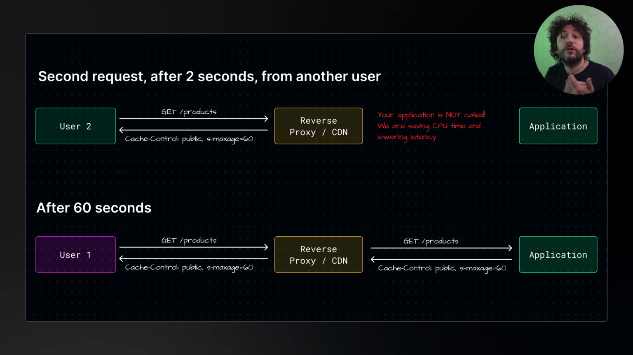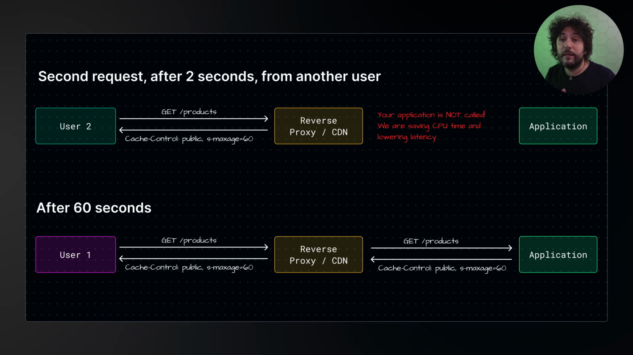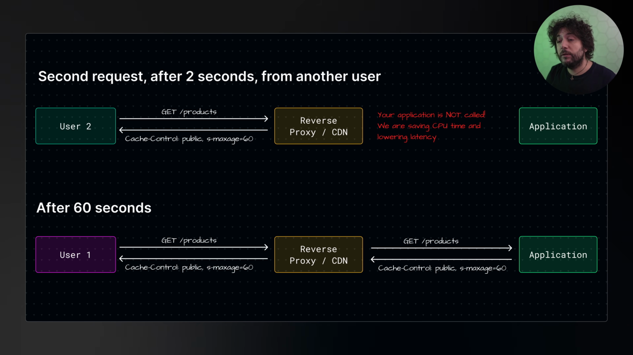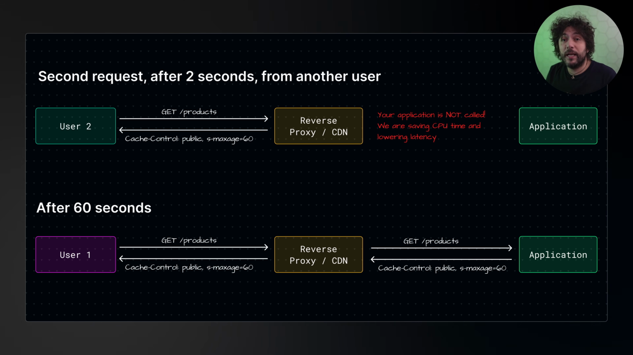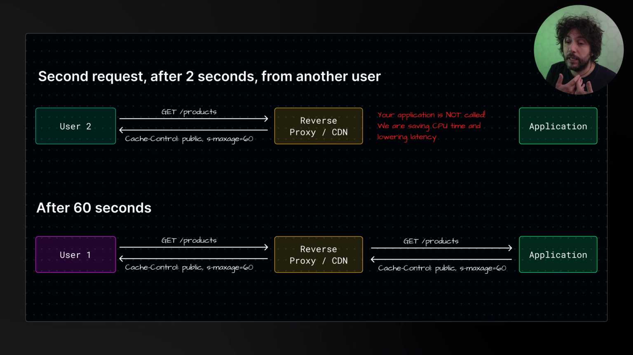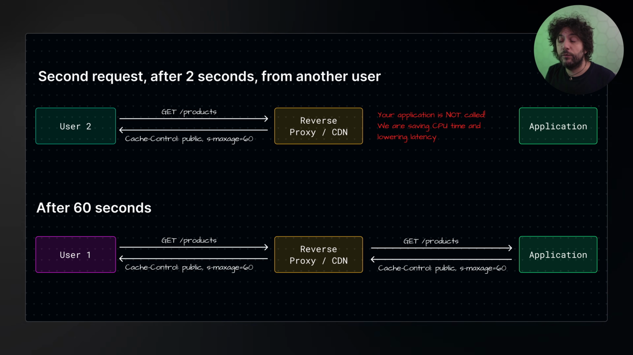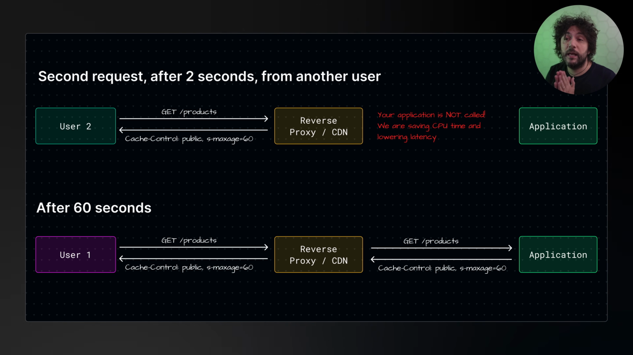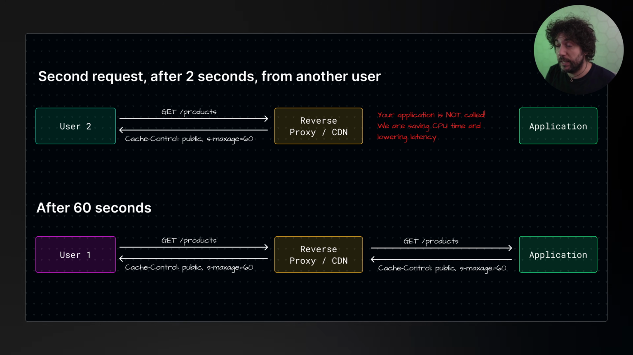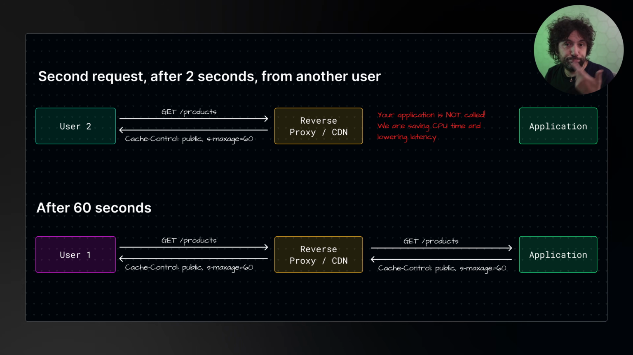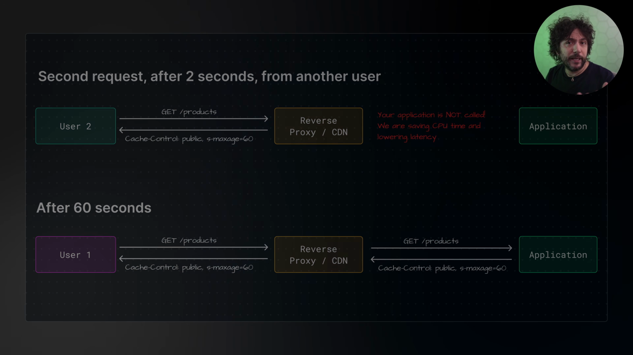Anyhow, after 60 seconds have passed, when user one tries to get the same products, same route, they will check if the local cache is stale, and it is, and therefore it will go back to the CDN, and then that will go back to the application because the cache has expired. So, case one, public caching.